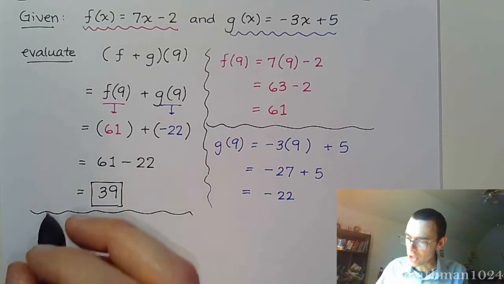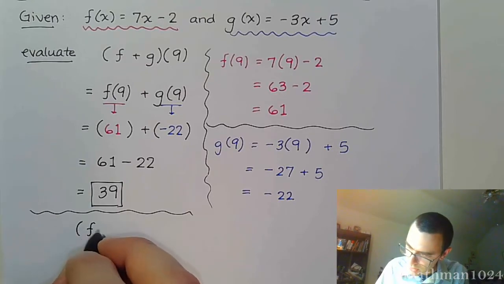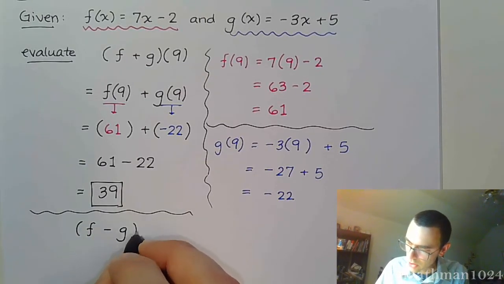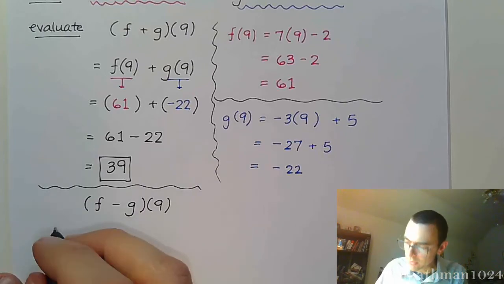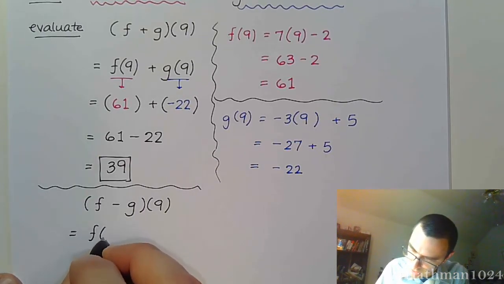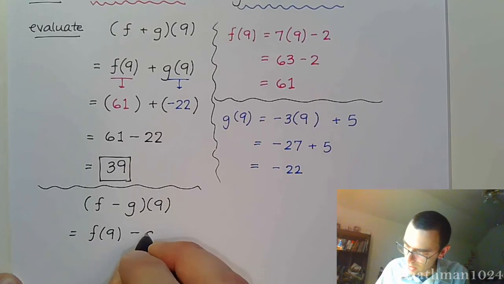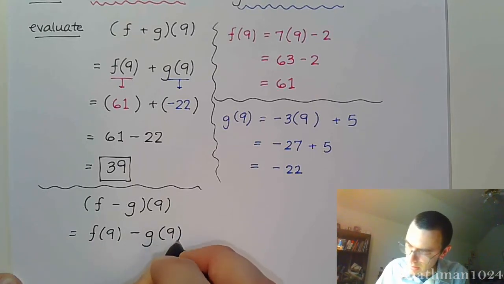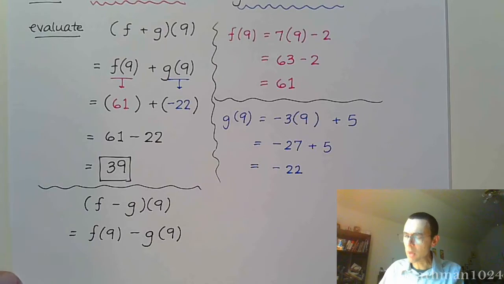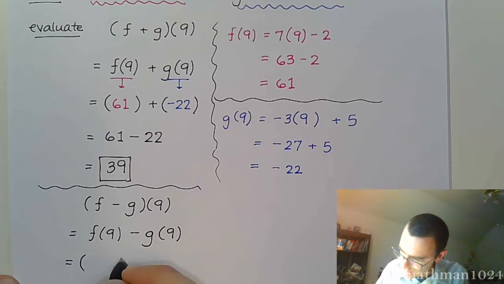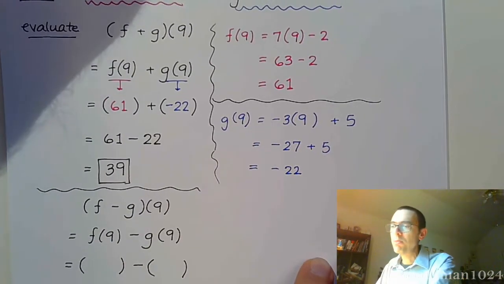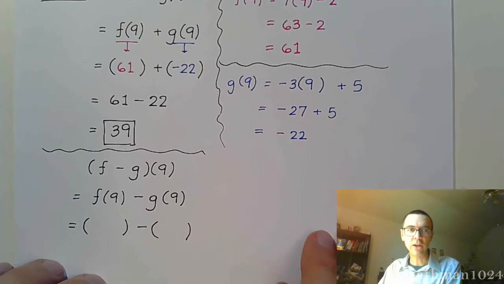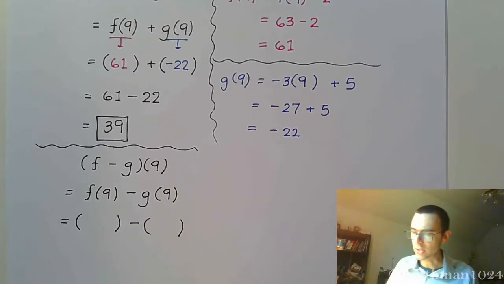So using the same f and g, if I had said do f minus g of 9, we already know what f of 9 and g of 9 are, but this now becomes f of 9 minus g of 9, right? And if we do the same thing that we did above, and we use those parentheses for the substitutions, because I want to make sure that I don't miss anything.